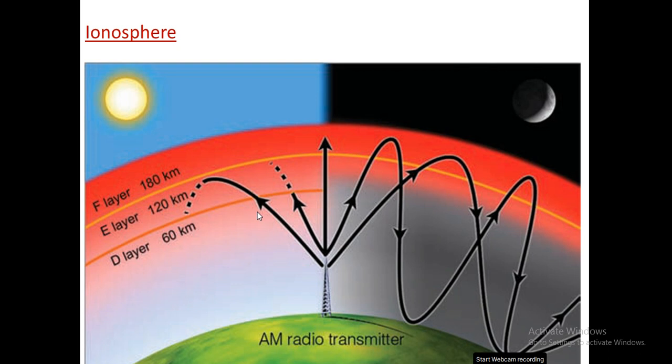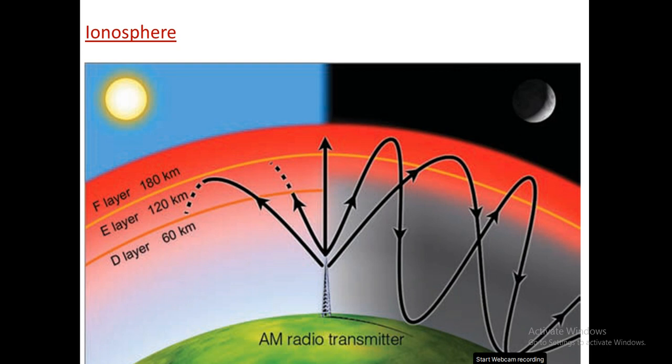So the signal is basically lost during daytime, whereas during nighttime, because of the disappearance of the D layer, it reaches up to the F layer, which reflects it back. By this multiple reflection between the F layer and the surface, these radio waves are able to travel far distances, whereas during daytime the signal is actually lost. Because of this reflection from the F layer, radio waves are able to travel longer distances.